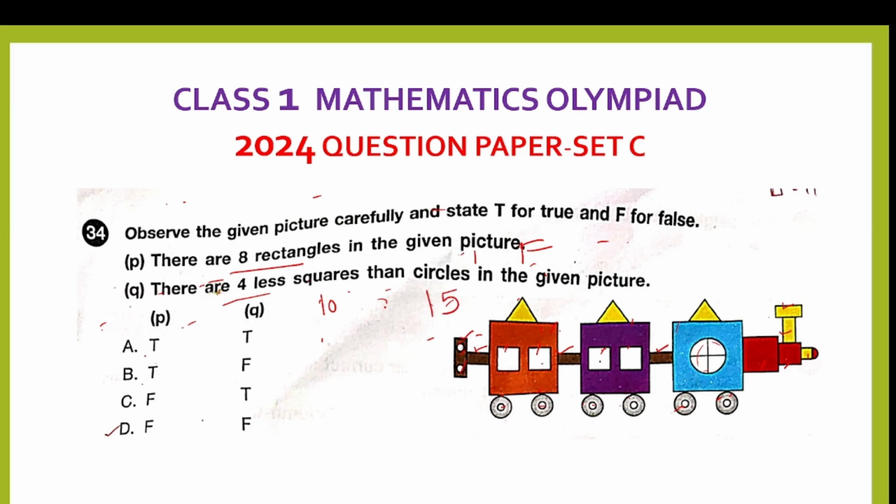So there are 4 fewer squares than circles. Is it true? No. Actually, there are 5 fewer squares than circles in the given figure. So the given statement is also a false statement. So we have to choose the option FF, which is option D. So this is the correct answer for the given question.